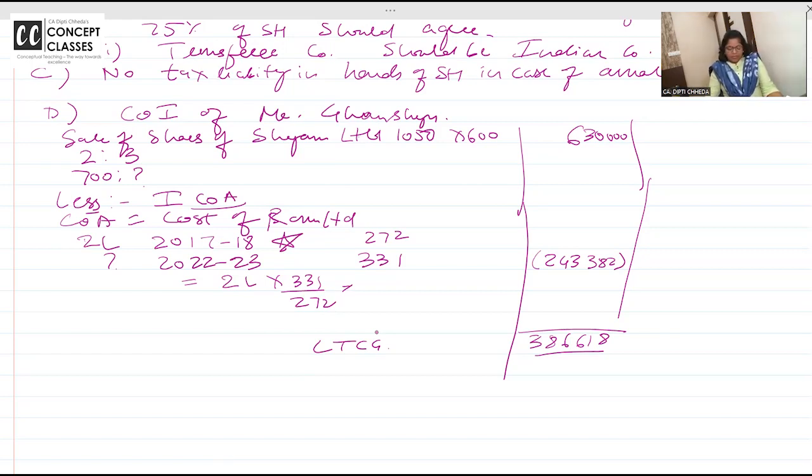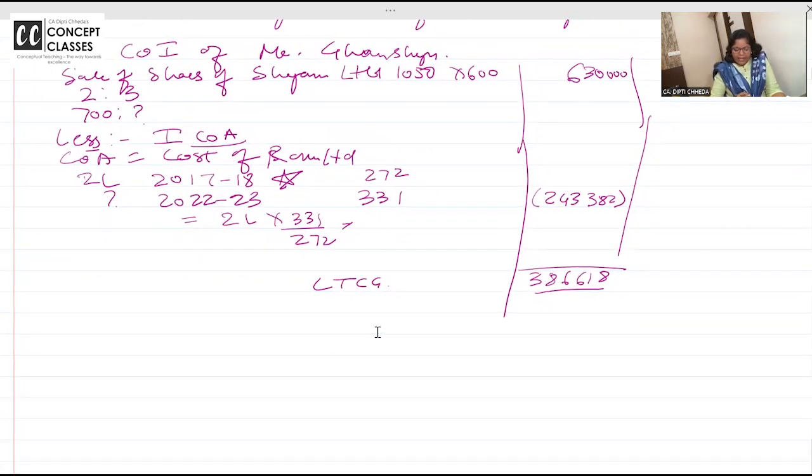Sale consideration minus the index cost. Take a pause. Is it clear? Cost of the shares of Shyam Limited is the cost for Ram. Holding period from 14-15 but indexation from 17-18. अच्छा है, clear है. This is how you calculate capital gain.